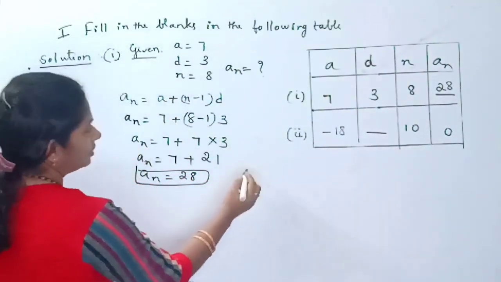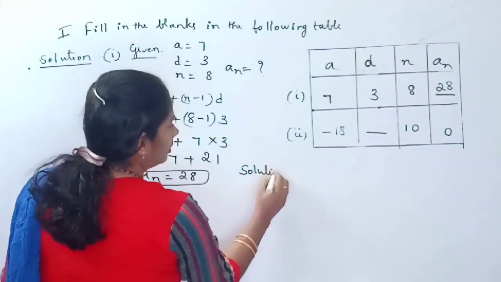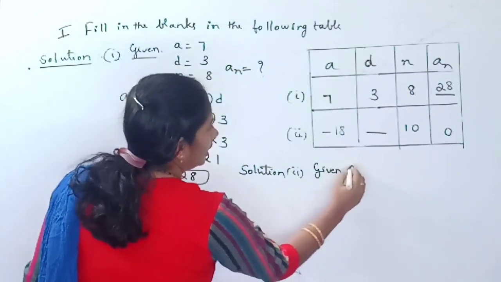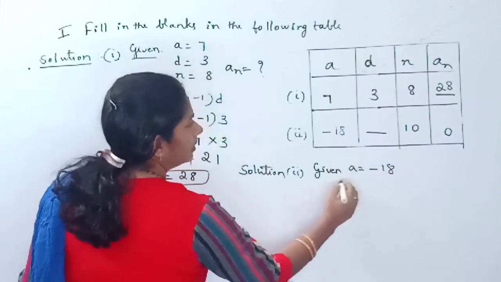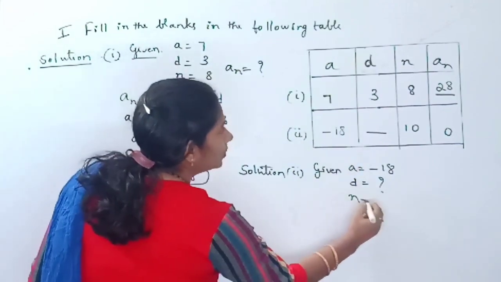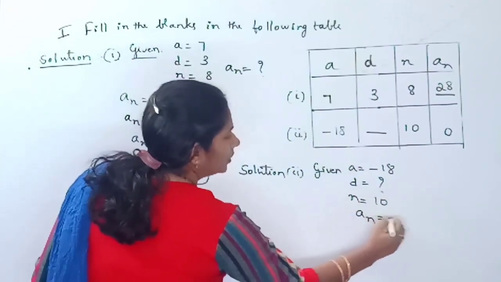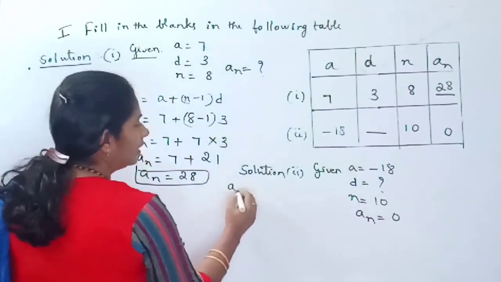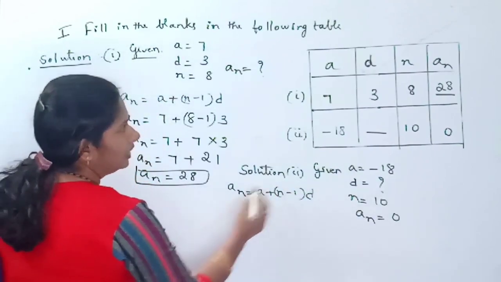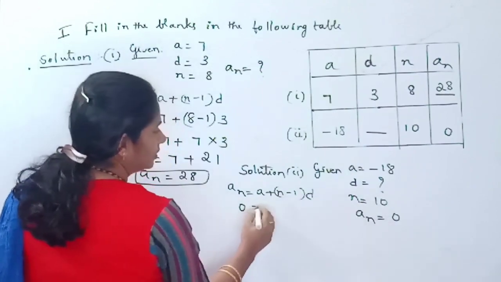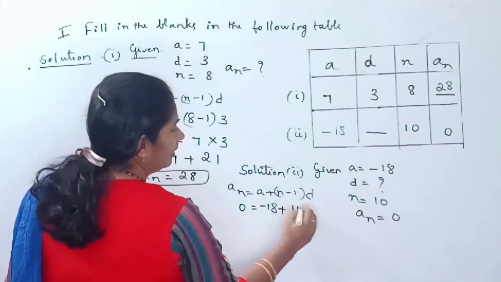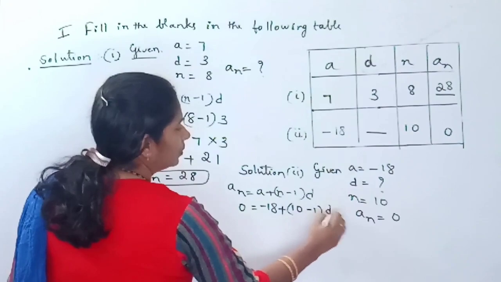So what is given, children? Solution for the second one. A value is given, it is minus 18. D value we don't know, put a question mark, you have to find it out. N value is 10 and AN value is 0, it is given. Now write the formula. AN equal to A plus N minus 1 into D. AN value is 0, substitute. A value is minus 18 plus N value is 10 minus 1 into D. D value you have to find out.